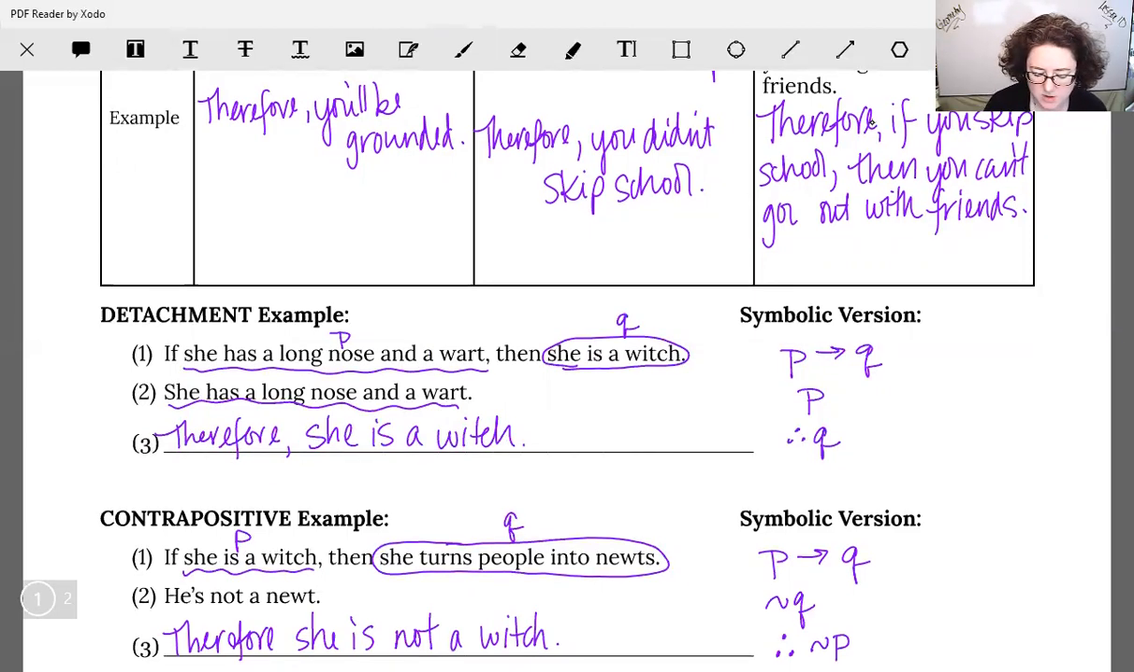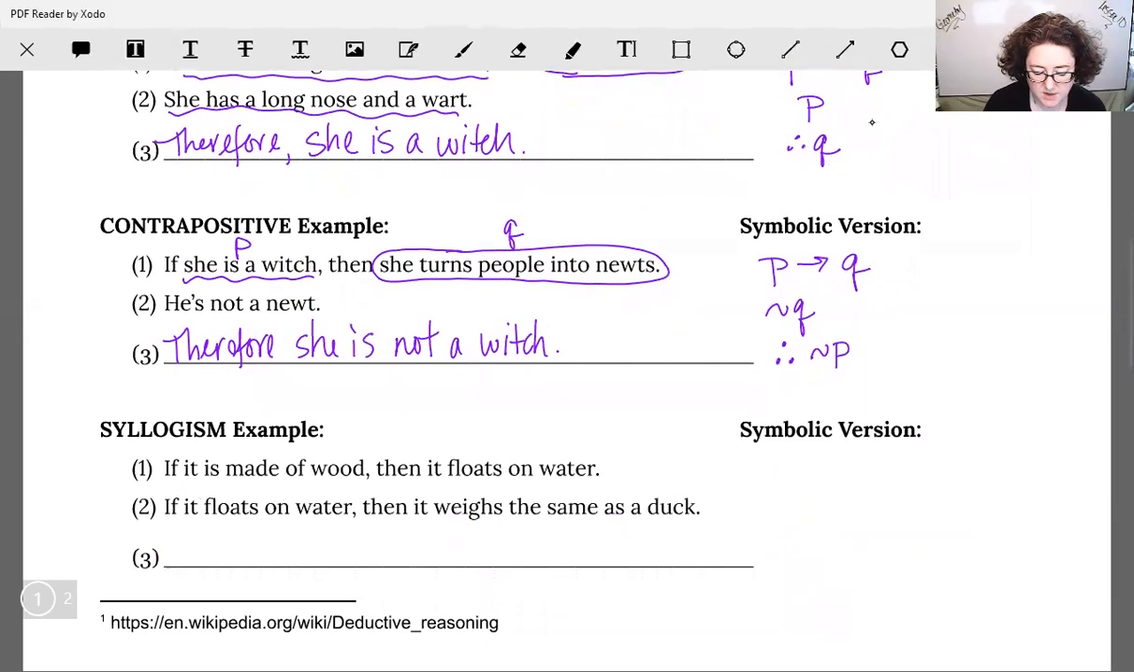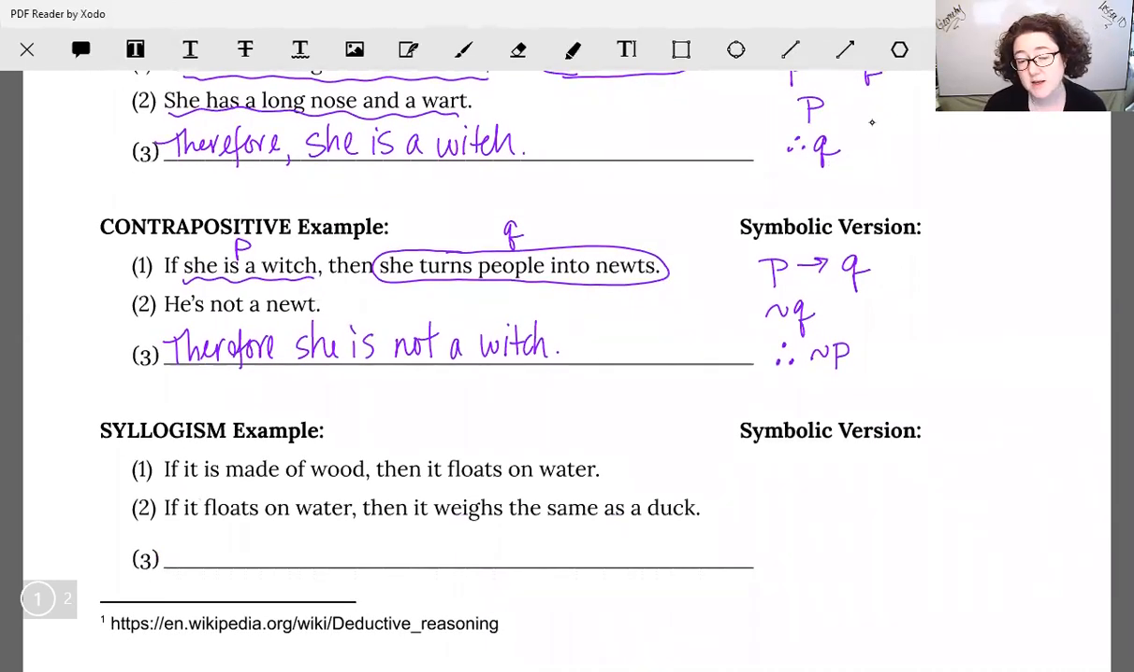Okay, third example, let's look at syllogism. Syllogism is a little bit different in that we've got 3 ideas that we're working with. It's the only one that has 3 ideas to it, so that could be a good thing to think of when you're trying to figure out, hey, does it follow one of my patterns? So if it is made of wood, let's call that our hypothesis P, then it floats on water. Let's call that our conclusion Q.